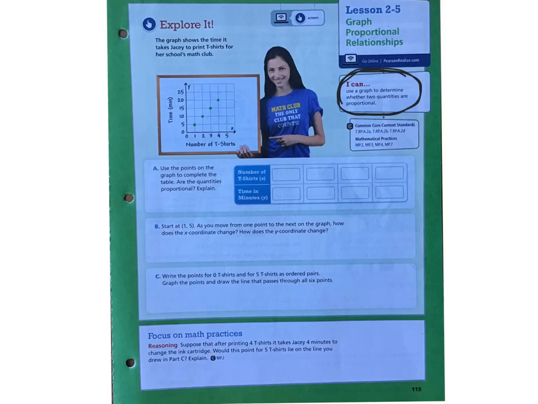The graph shows the time it takes JC to print t-shirts for her school's math club. A. Use the points on the graph to complete the table. Are the quantities proportional? Explain. Take the points from the graph and place them appropriately in the table, where the number of t-shirts are along the x-axis and the time in minutes is along the y-axis.